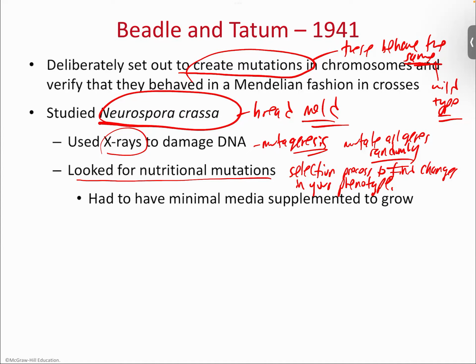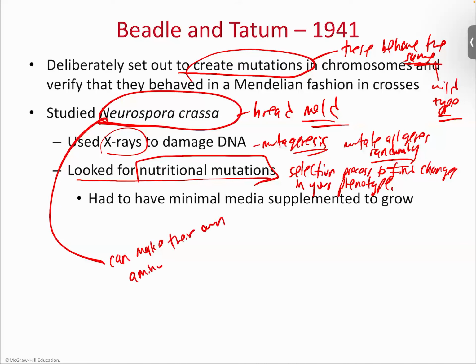Now, what happened here? What they were looking for was nutritional mutants. One thing to understand about Neurospora is that it's a type of organism that can make its own amino acids. Unlike us, where we have to consume our amino acids, they can make their own. That's normal, but when we mutagenize them, if we mutate a gene in one of those amino acid production genes, then it will no longer have the ability to make that amino acid. And so we can select for that.